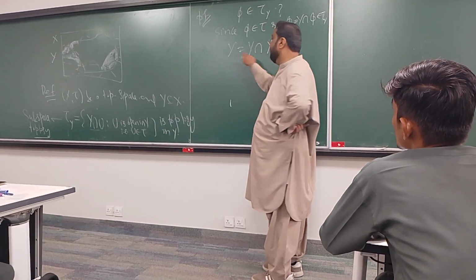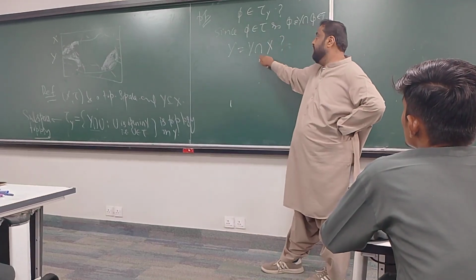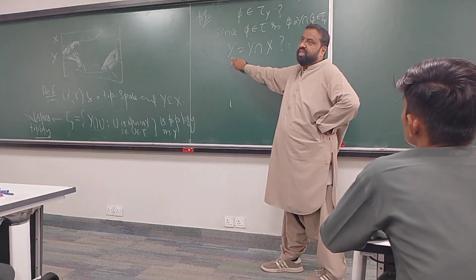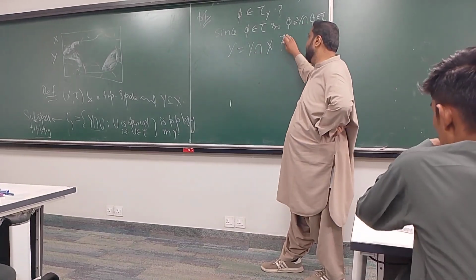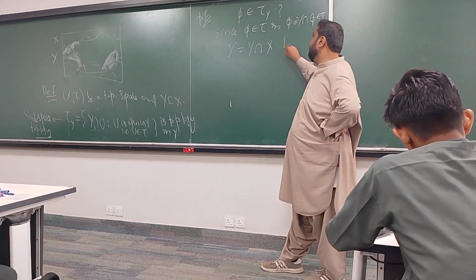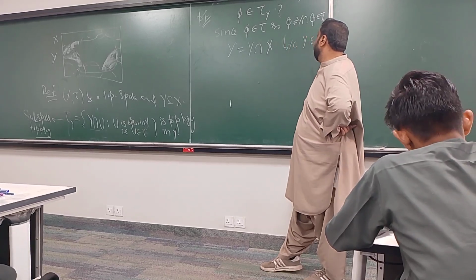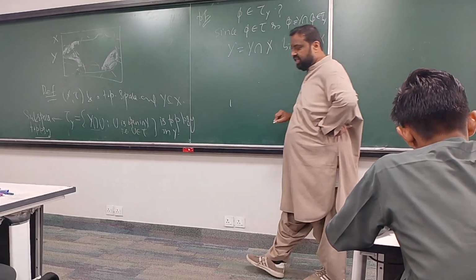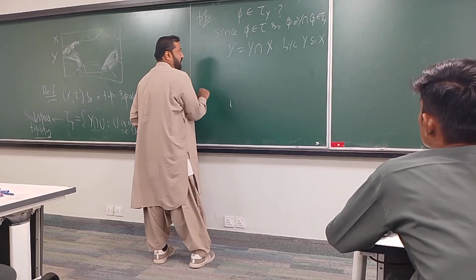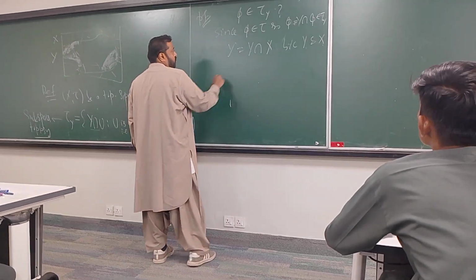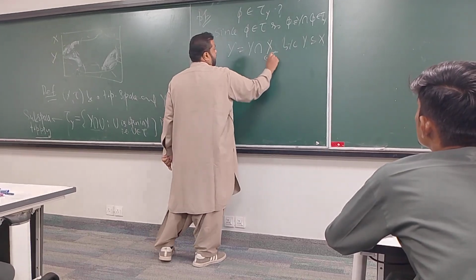Is it true? Y is a subset of X. Yes, sir. Is it true that Y intersection X should be Y? Yes, sir. This is true because Y is a subset of X. So if you take the intersection of a set with its superset, you get the smaller set as a result. And this shows that this guy is in tau.